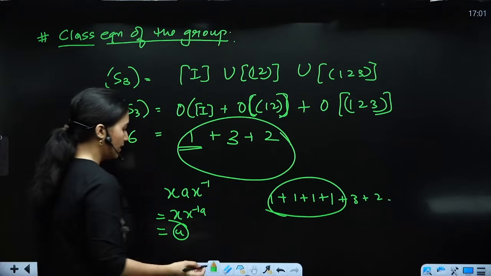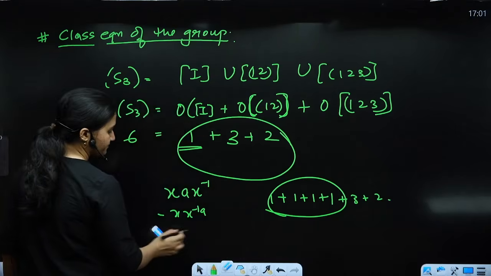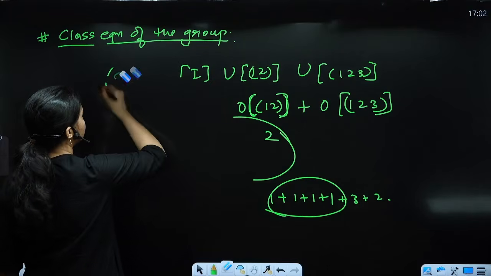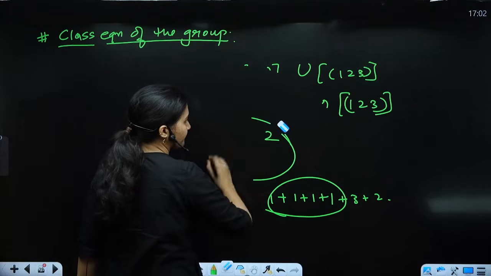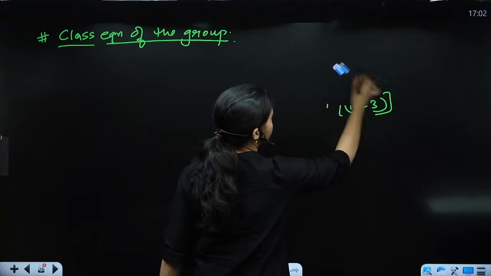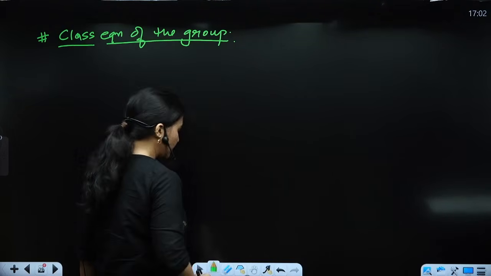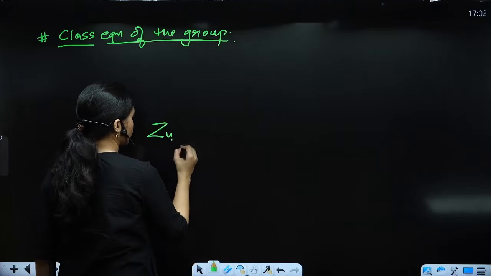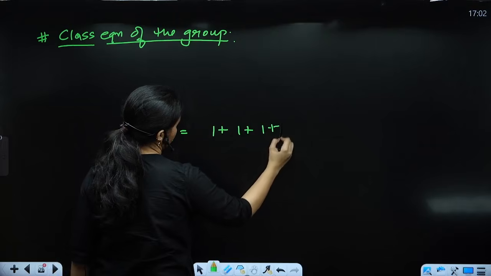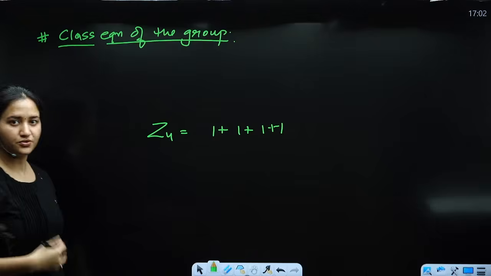Now if there is an abelian group, then for every element the conjugacy class is going to contain only one element, right? That means ZG is equal to G. So how will the class equation of an abelian group be written? Let's say you have Z4. So the class equation is going to be 1 plus 1 plus 1 plus 1, right? ZG is equal to Z4 only.